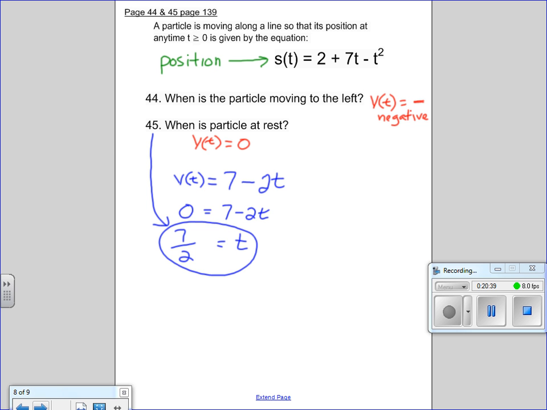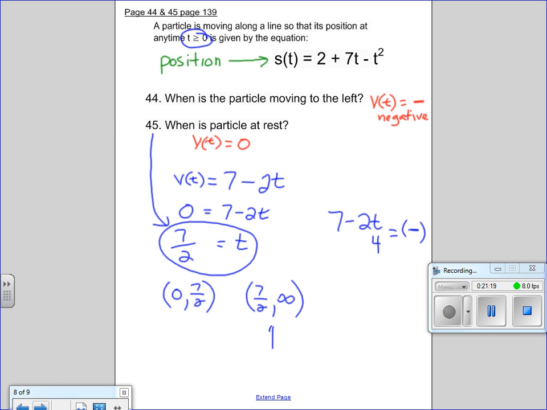Our two choices are 0 to 7 halves or 7 halves to infinity, since we think we're starting at time greater than 0. We could try a number bigger than 7 halves, and remember you're looking at the velocity function, 7 minus 2t. What if we put a 4 in here? This equals a negative number.